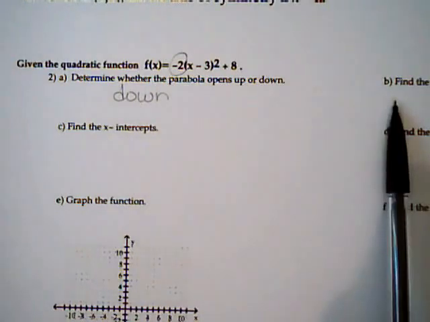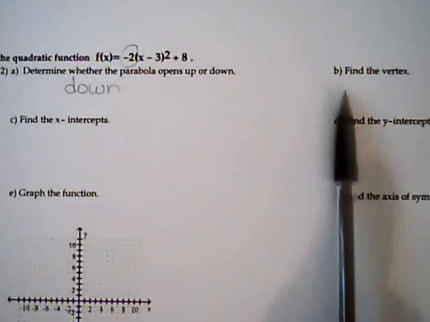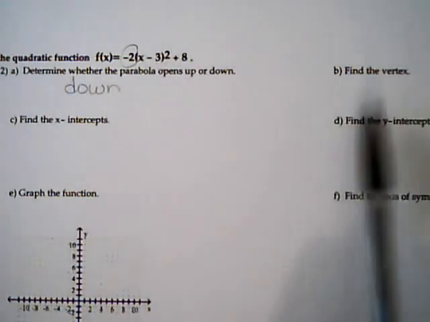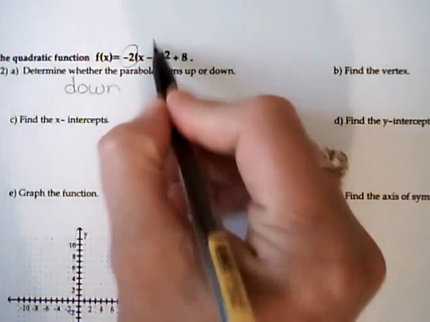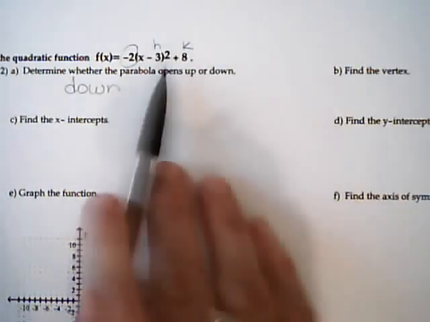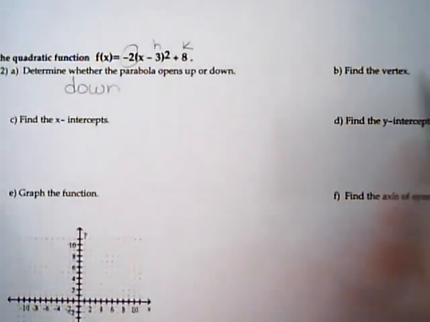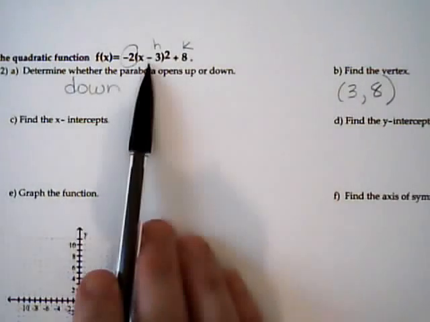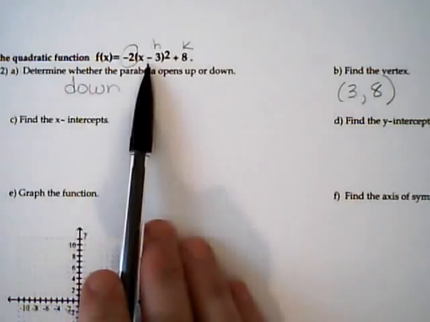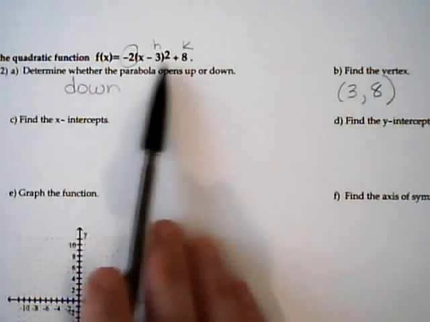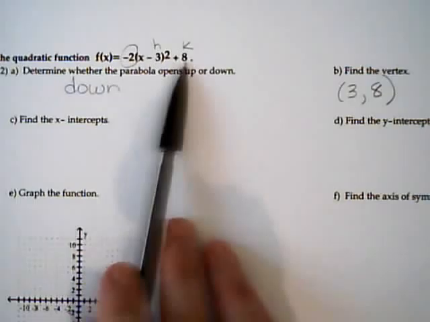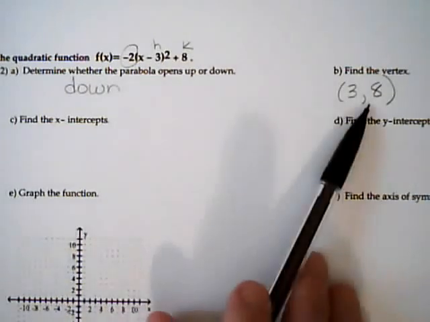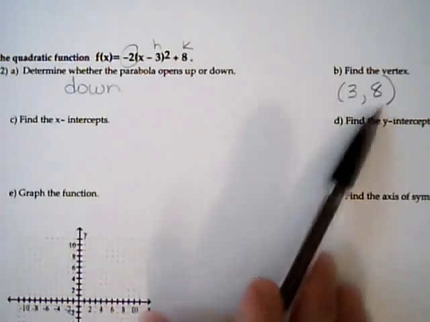Okay, then B says find the vertex. So I can just look at the equation. The vertex is going to be (h, k), which this is h, this is k. So my vertex would be (3, 8). And notice I did not carry this sign over to the ordered pair. It's just the number h and then the entire sign of k. So (h, k) would be (3, 8).